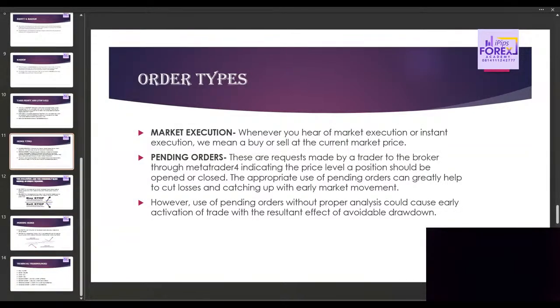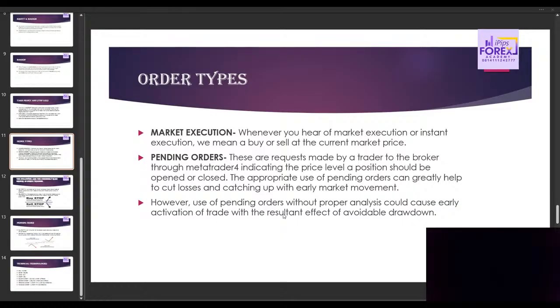Next, what I'll be talking about right now is other types. Now, remember we said you only do two things. You either buy or you sell. But there are ways you place an order. What do we call an order? Your buy is an order. Your sell is an order. There are two ways you can place an order. We have market execution, or instant execution. It is called market execution or instant execution.